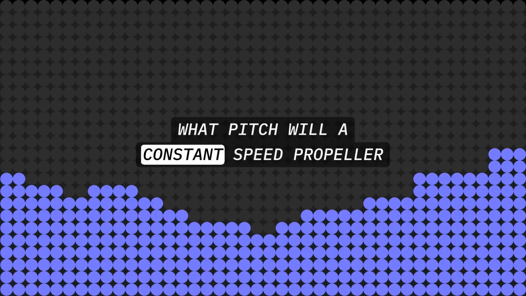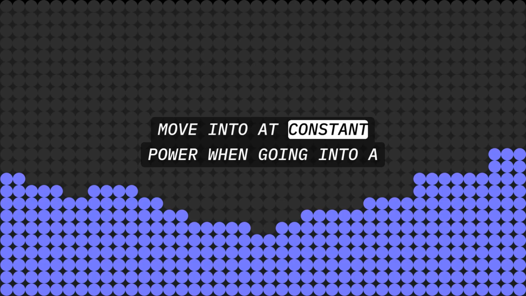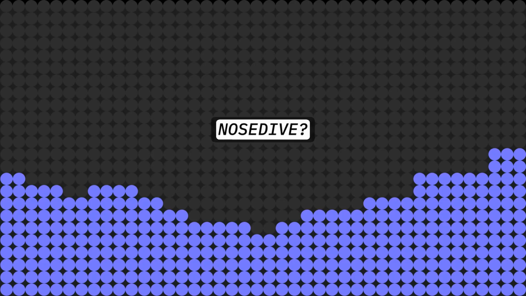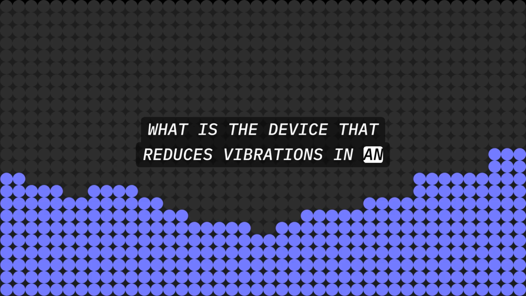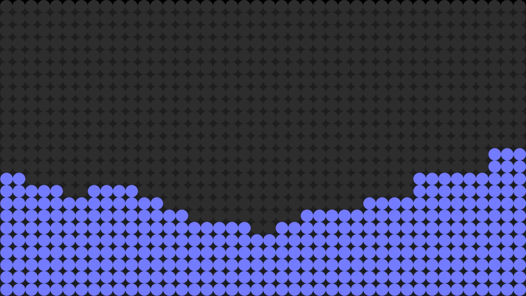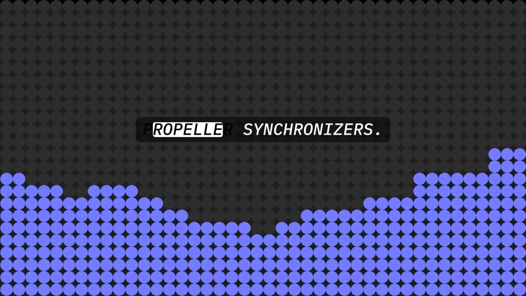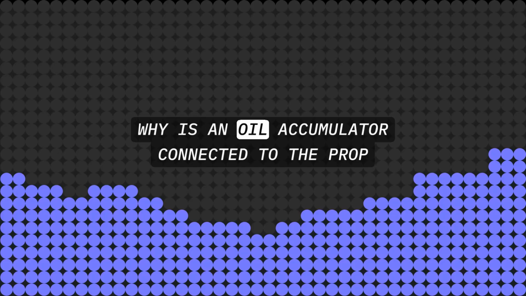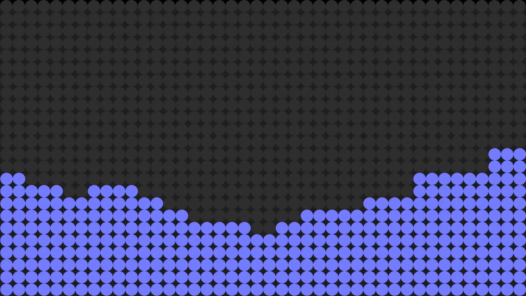What pitch will a constant speed propeller move into at constant power when going into a nosedive? High pitch. What is the device that reduces vibrations in an aircraft with multiple propellers? Propeller synchronizers. Why is there an oil accumulator connected to the prop governor? To assist with unfeathering the propeller.